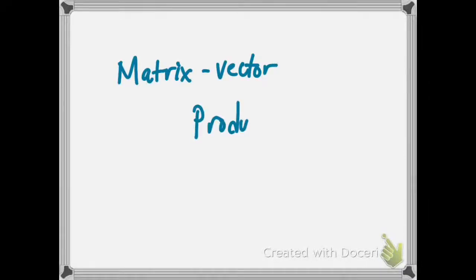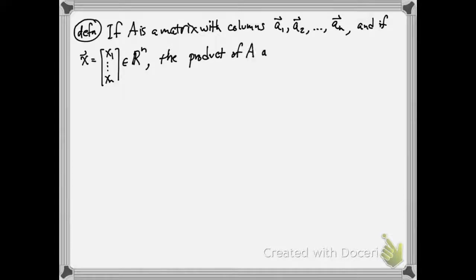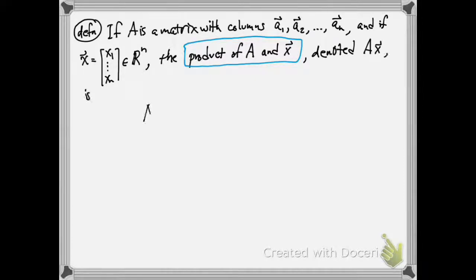So let's define a matrix vector product. This is a way to multiply a matrix times a vector. So if A is an m by n matrix with columns a1 up to an, and x is a vector in Rn with entries x1 up to xn, we're going to define the product of A and x. We're going to notate it with just concatenation. We'll write it as Ax, and it's defined to be the linear combination of the columns of A where we use the entries in the vector x as weights.